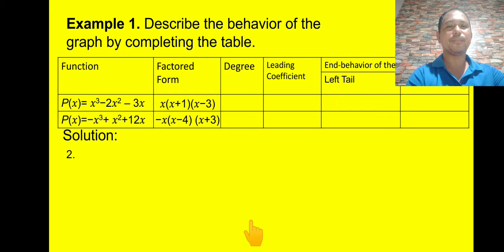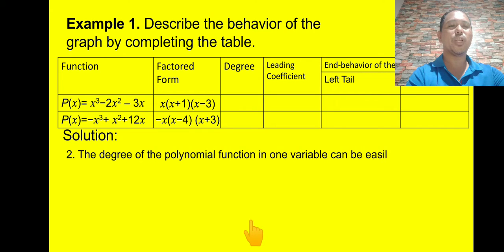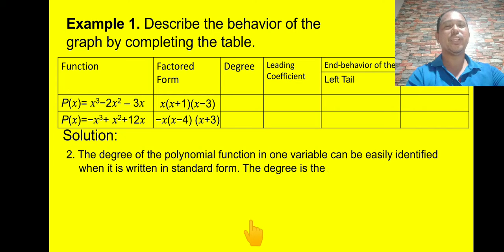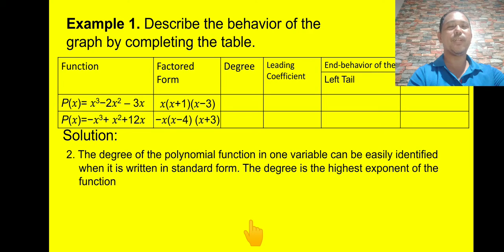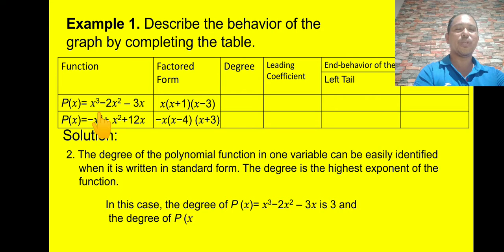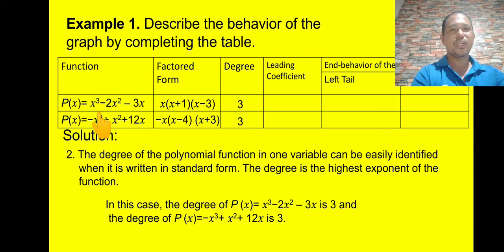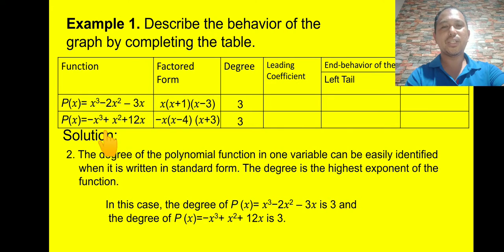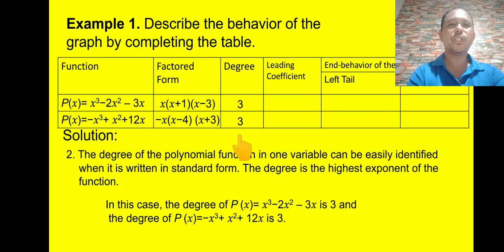The degree of a polynomial function in one variable can be easily identified when it is written in standard form. The degree is the highest exponent of the function. Look at here, standard form, highest exponent. So in this case, the degree of p of x equals x cubed minus 2x squared minus 3x is 3. And the other one is also 3. If there is no standard form, count 1, 2, 3. Then the answer is 3.